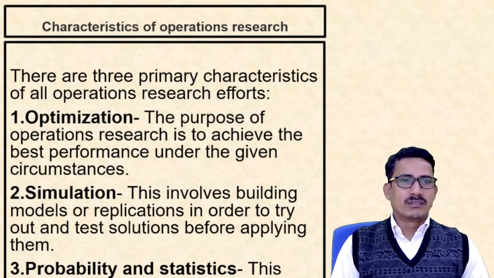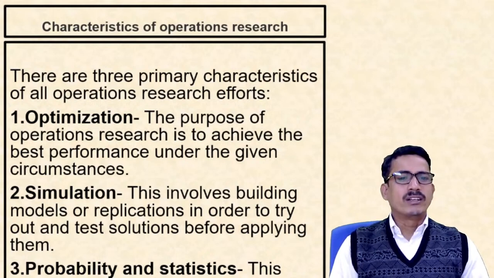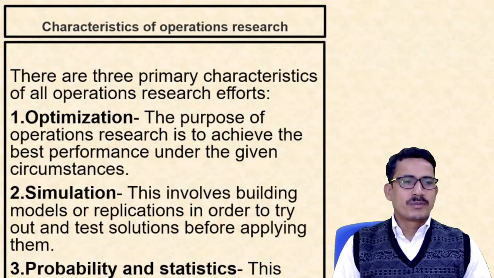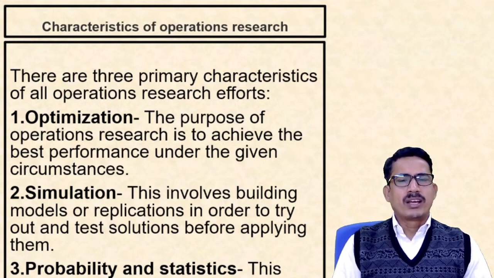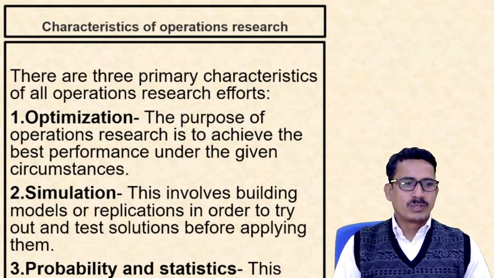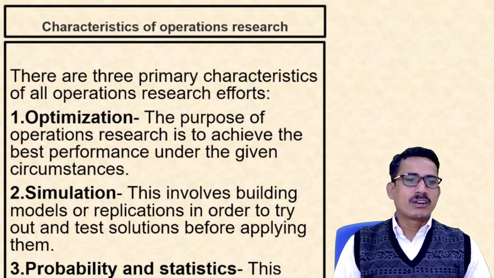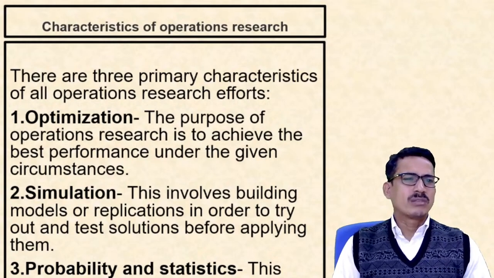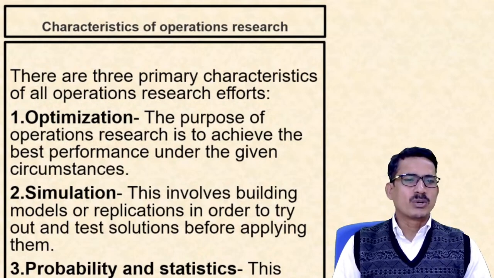Now coming to the third characteristic, which is probability and statistics. As you know, probability is a concept where you always rely on an event. Without an event, probability has no use. It says something about the chance of happening or not happening, right? And this probability, simulation, or any other methods which come under OR, are all used for forecasting, maybe for the present or for the future.